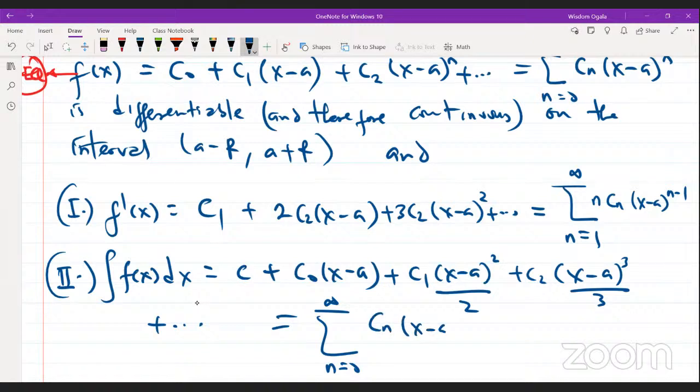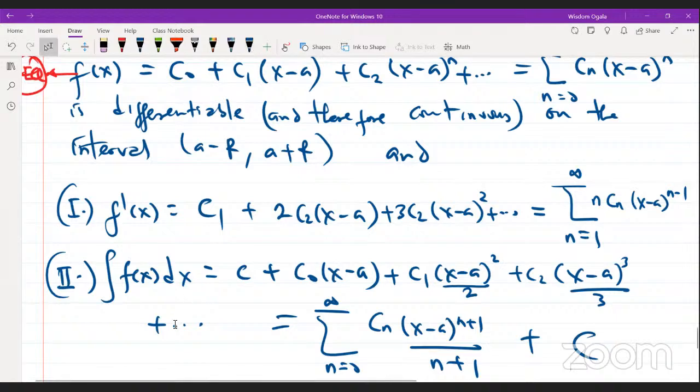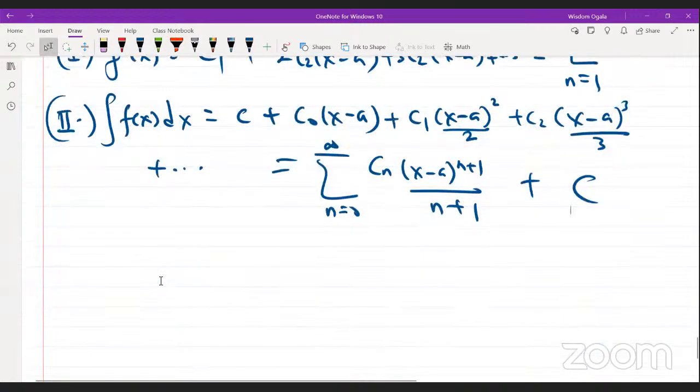Cn x minus a n plus 1, let me shift this guy. Okay, so all divided by n plus 1 plus c. That c is just a constant of integration. Okay, so remember what we differentiated and integrated.